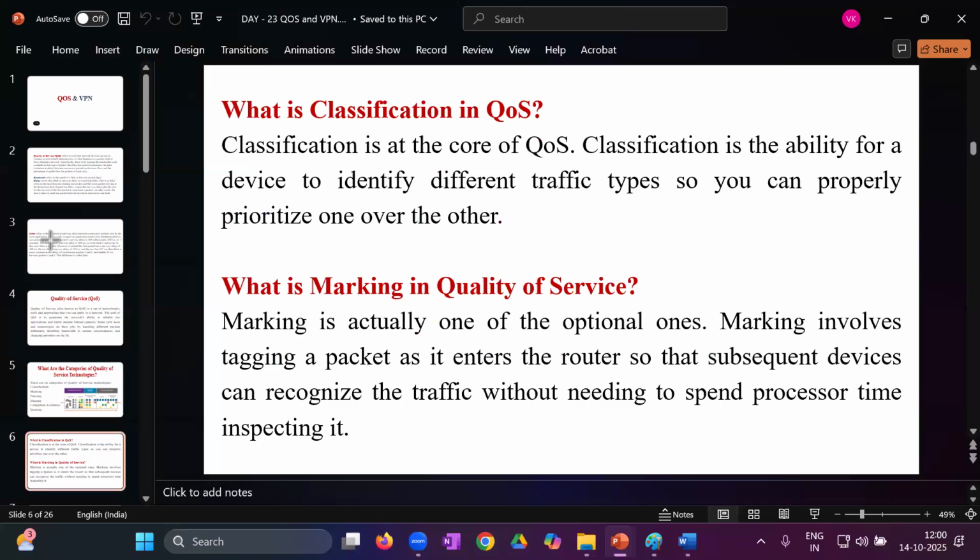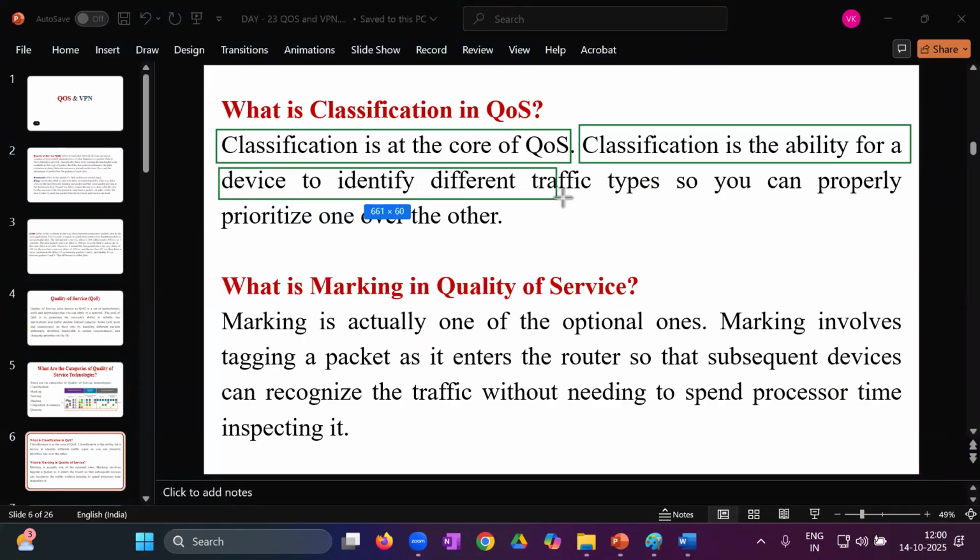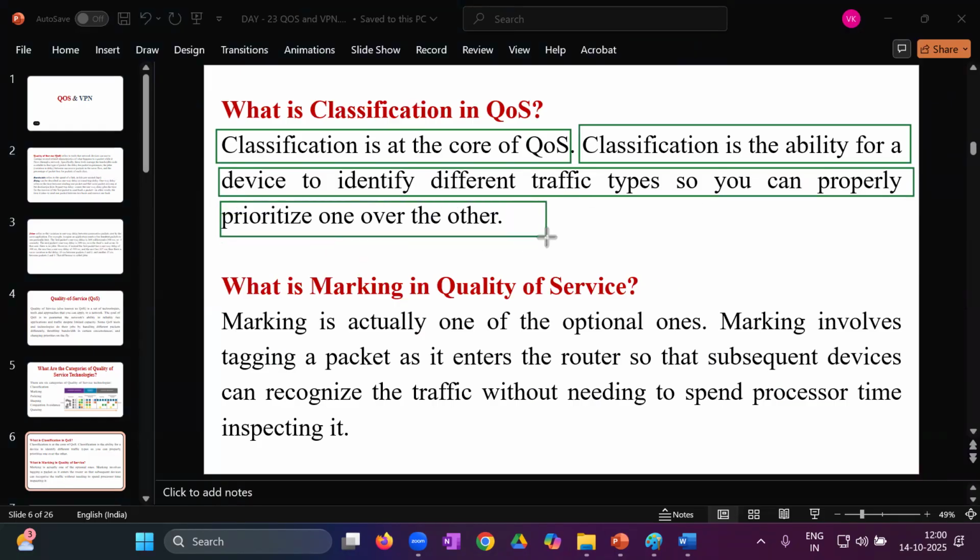First is classification. So what happens in this? The name suggests that classification is the core of QoS. Classification is the ability of a device to identify different types of traffic so that you can properly prioritize one over the other. I am going to classify the traffic based on data, voice, and video. If I know that this is my data traffic, this is my voice traffic, and this is my video traffic, then we have classified it. So this is classification.